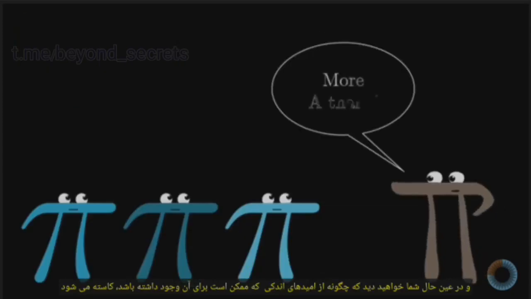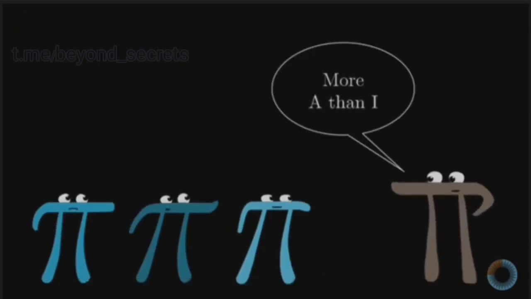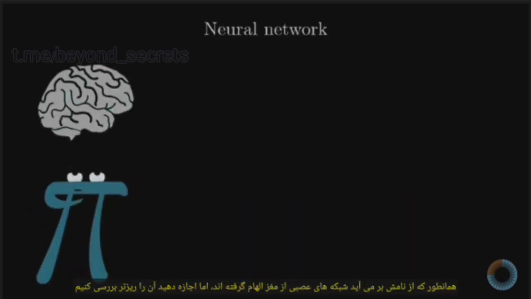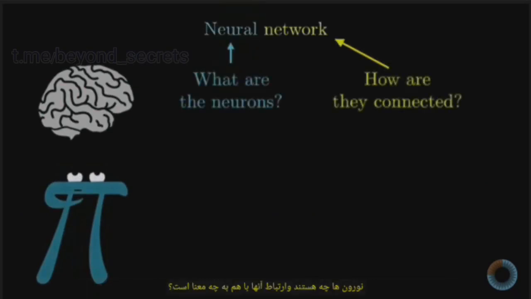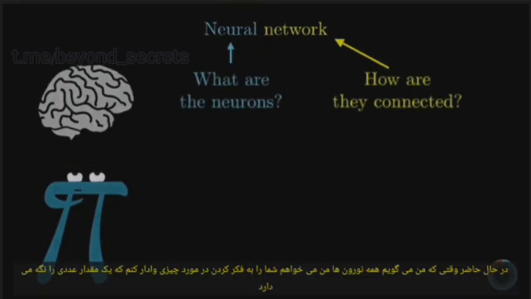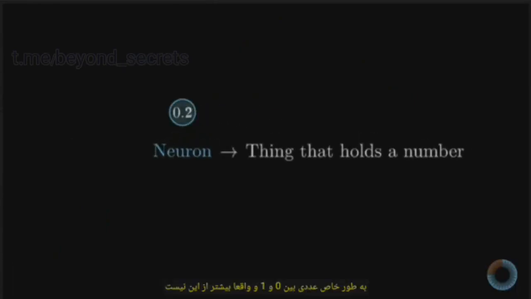And at the same time, you'll see how it does fall short of a couple hopes that we might have for it. As the name suggests, neural networks are inspired by the brain. But let's break that down. What are the neurons, and in what sense are they linked together? Right now, when I say neuron, all I want you to think about is a thing that holds a number, specifically a number between 0 and 1. It's really not more than that.